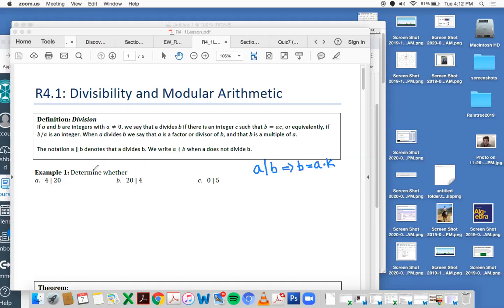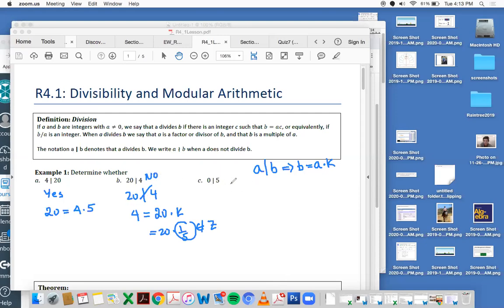Okay, so let's look at example 1. Determine whether these numbers divide the others. Does 4 divide 20? Yes, 4 divides 20 because I can write 20 as 4 times an integer. Does 20 divide 4? No, because I would have to write 4 as 20 times an integer, and that's not true because 4 is 20 times 1 over 5, and this is not an integer. So that's a no.